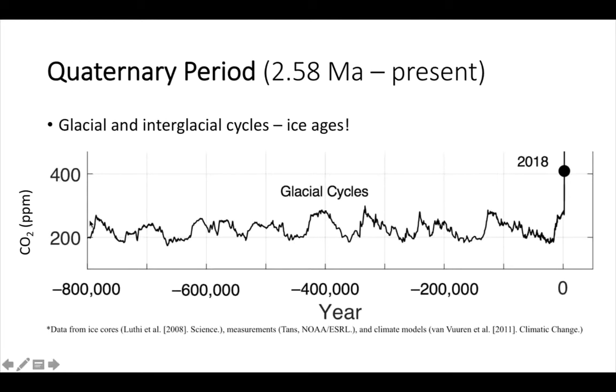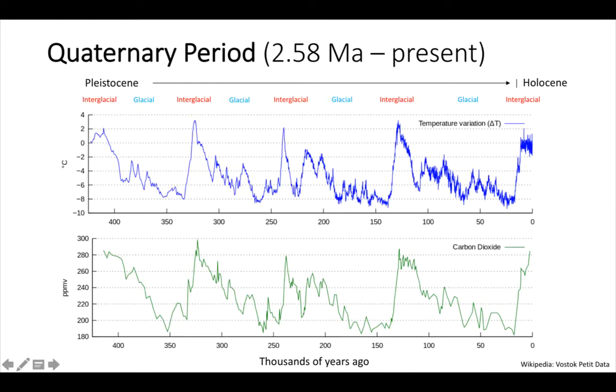So this is showing some of that up and down in CO2 over time, and then up to our recent, very rapid global warming and beyond. So in these glacial interglacial cycles, we see that they happen on fairly regular intervals through the Pleistocene and then into our current interglacial, which is called the Holocene.